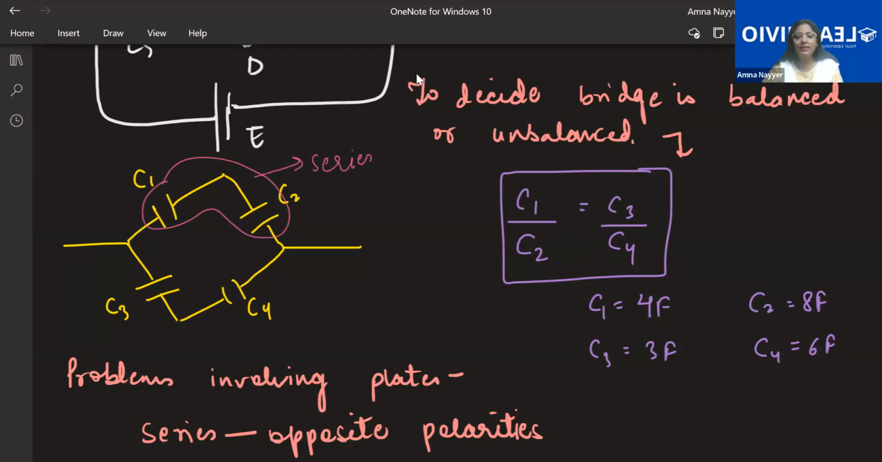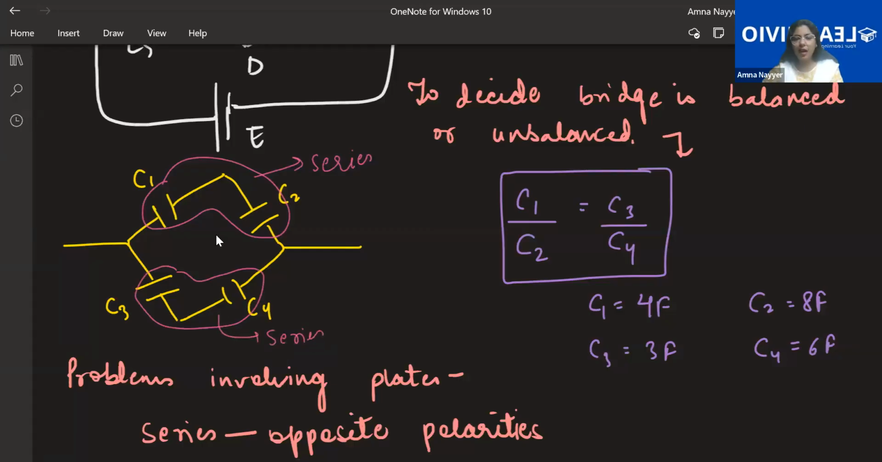Marwa, you tell me, how are C3 and C4 connected? Yes, ma'am. How are C3 and C4 connected? Series. Very good. They are also connected in series, class.